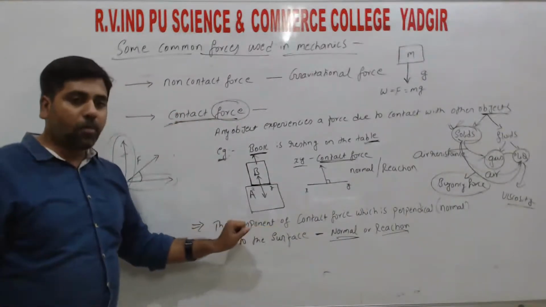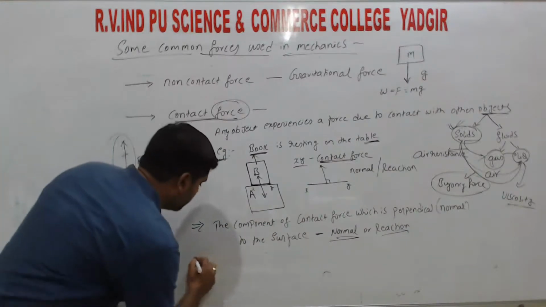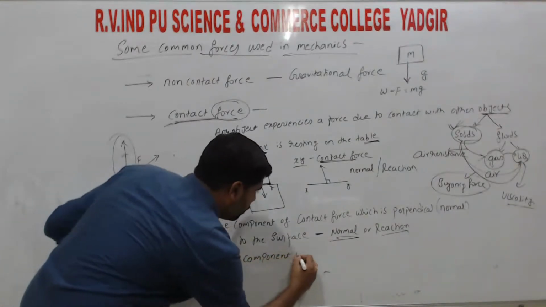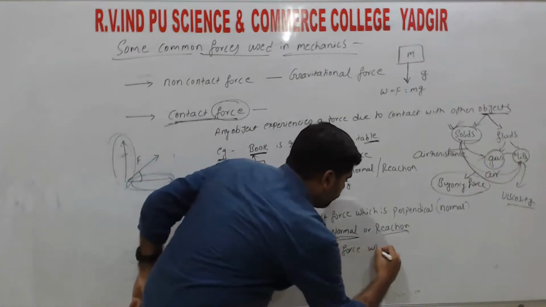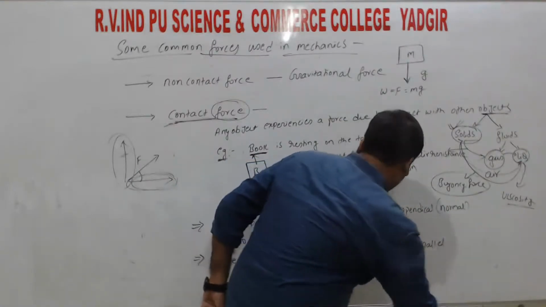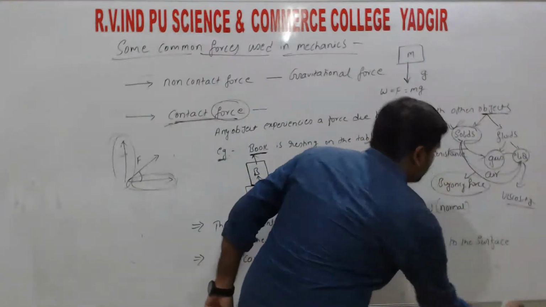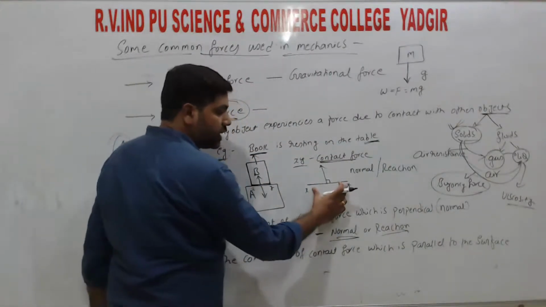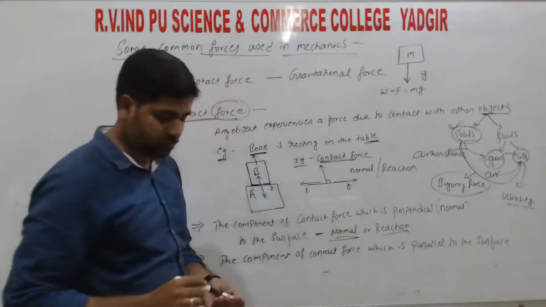So this is one component. Remaining one more is there, that is along the horizontal, right? The component of contact force which is parallel to the surface. The component of the contact force which is parallel to the surface. So xy is a surface. So parallel means either in this direction or in this direction.